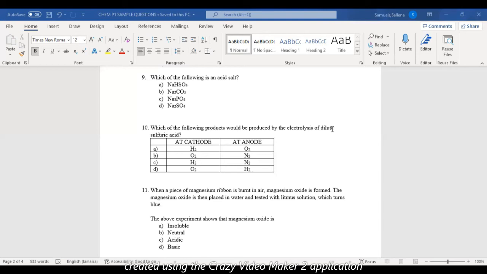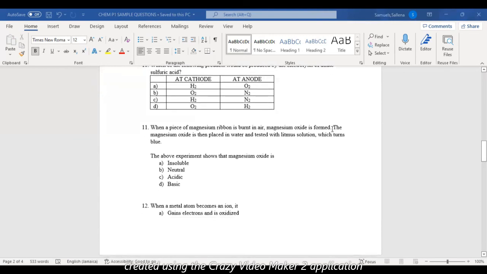So the reaction at the anode will be 4 hydroxide ions to produce 2 moles of water, oxygen gas, plus 4 electrons. So oxygen gas will be given up at the anode, and at the cathode, the H+ ions are discharged, and the reaction is 2 H+ ions, they gain 2 electrons to produce hydrogen gas. So at the cathode, hydrogen gas is being discharged.